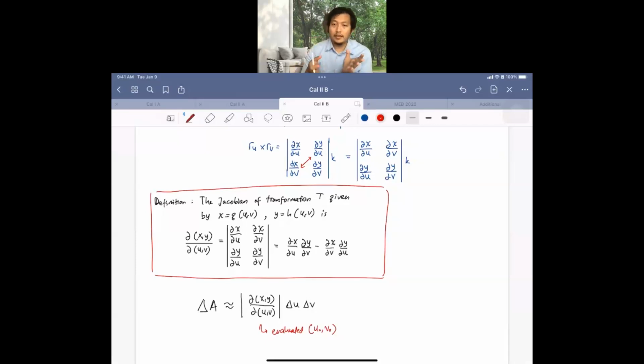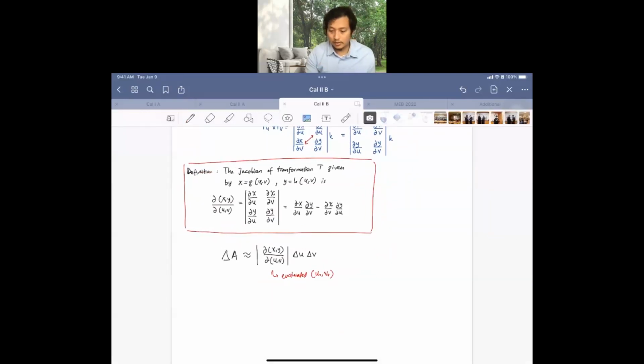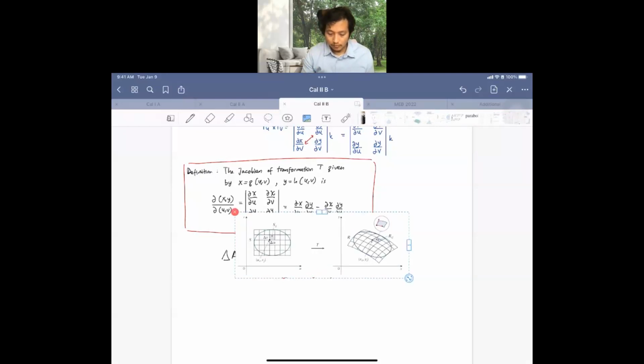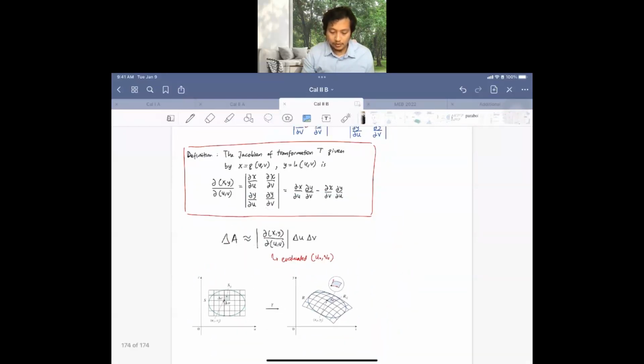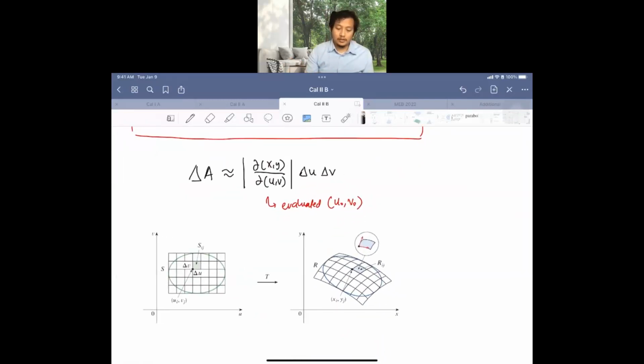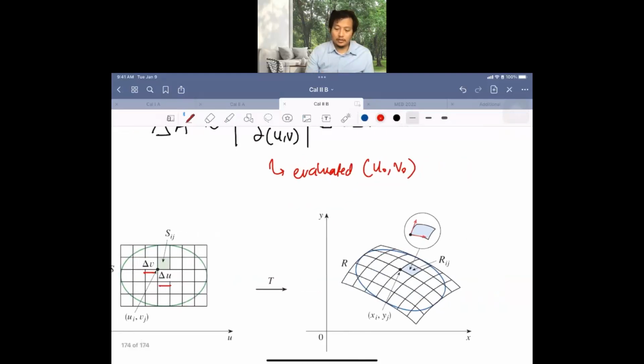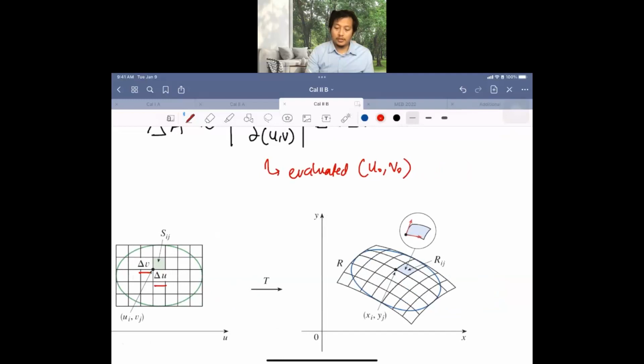And now we are connecting this Jacobian with our double integrations. So we are going to take small pieces between this S and R, the previous picture. So we take the delta u and delta v in S, and we also take the R. We take the small pieces and make them into the area of the parallelogram that we already constructed.